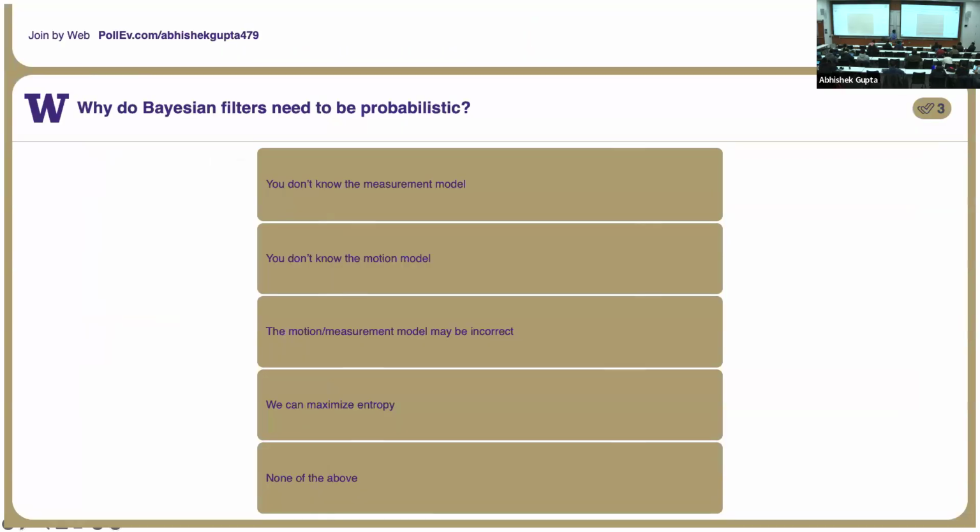Before we do the recap, let's just do our usual quiz. Question is, why do Bayesian filters need to be probabilistic? You don't know the measurement model, you don't know the motion model. The motion or measurement model may be incorrect. We can maximize entropy.